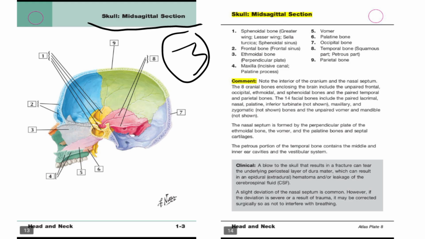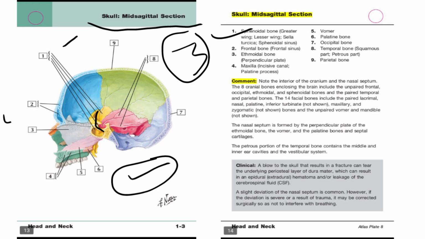In this case, the skull is divided into right and left half, and this is the inferior view. You can see, first, we will cover the labels. There are 9 labels. The first label, you can see it shows the yellow section. What is this? This is the sphenoidal bone.